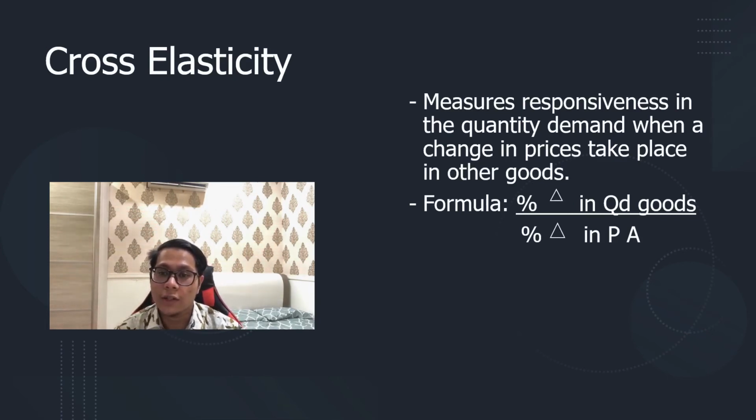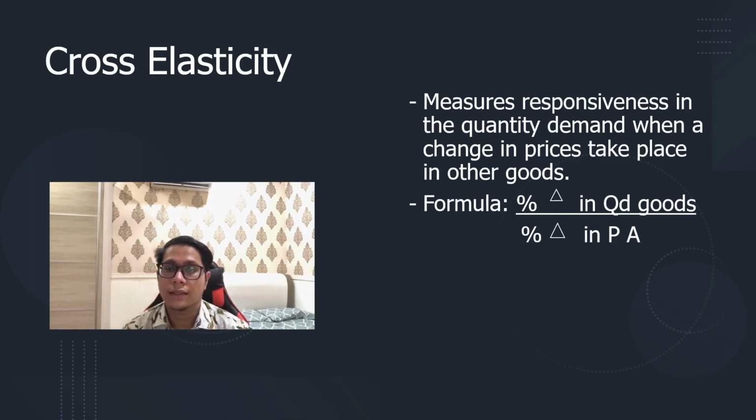Today, I would like to share a few things about the cross elasticity of demand, which is the last subtopic of elasticity. The cross elasticity of demand can be defined as measuring the responsiveness in the quantity demanded when a change in price takes place in other goods. There is only one formula for this subtopic, which is percent change in quantity demanded of good B divided by percent change in price of good A. So it means there are two types of goods involved.